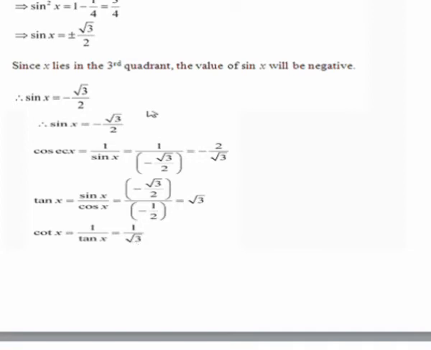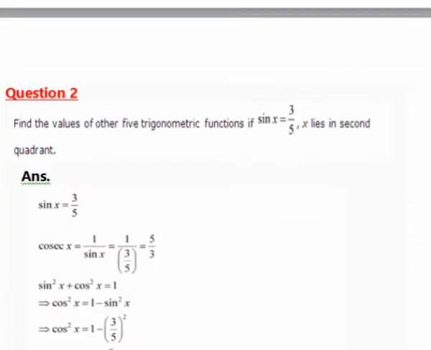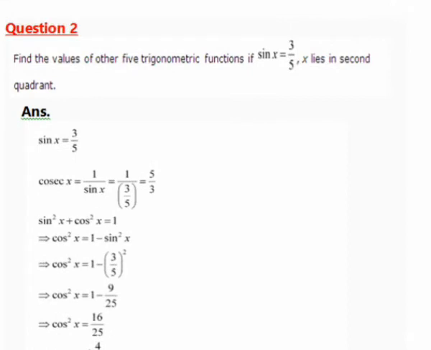In this way we solve the questions. Now see similarly question number 2 of your exercise. Find the values of the other 5 trigonometric functions if sin x is equal to 3 by 5, and x lies in the second quadrant. We know that in the second quadrant only sin x and its reciprocal, cosec x, are positive.